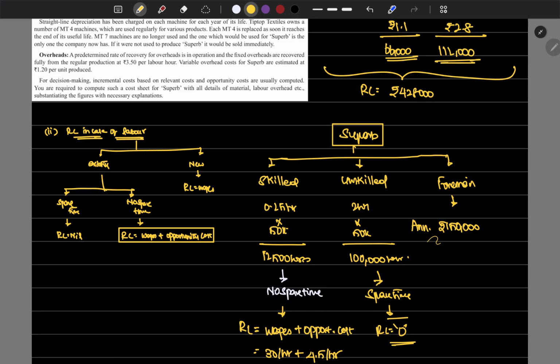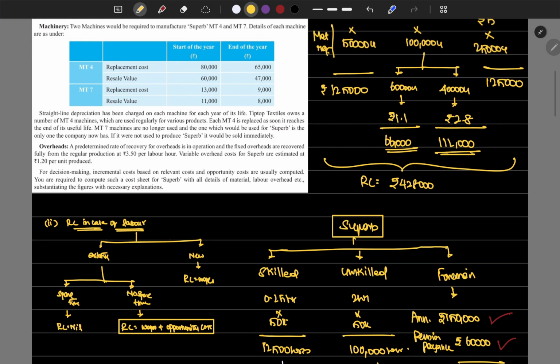So we are paying the salary of rupees 1,50,000, and also we have the pension payable of rupees 60,000. What they are telling is, if he had immediately left, the company would have paid 60,000. So in the case of the Superb project, the company has retained him with a 1,50,000 salary. So what would be our relevant cost? Our relevant cost would be the difference of amount, which is 90,000. Okay, okay.